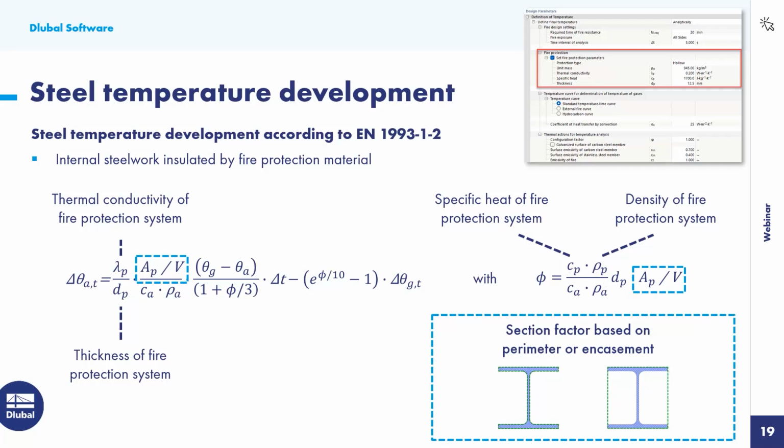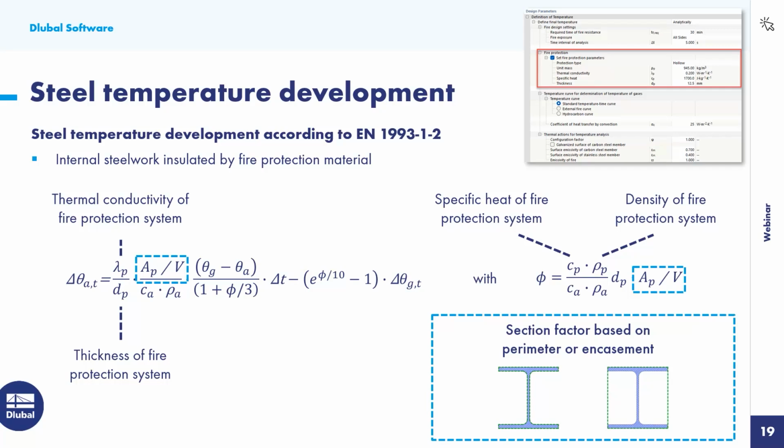We can take into consideration spray, plaster, or board encasement, and such systems can be taken into account by using an alternative formula provided by the Eurocode 3 Part 1.2 for the temperature development in internal steelwork that is insulated by fire protection material. In addition to some of the parameters that we have already introduced earlier, the properties of the fire protection system are also taken into account. So we have the thermal conductivity of fire protection systems, the thickness of the fire protection system, and the specific heat and the density of the fire protection system.